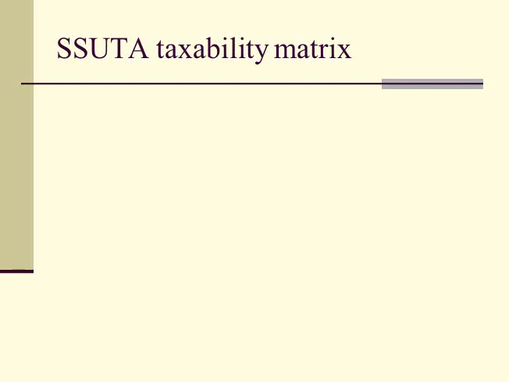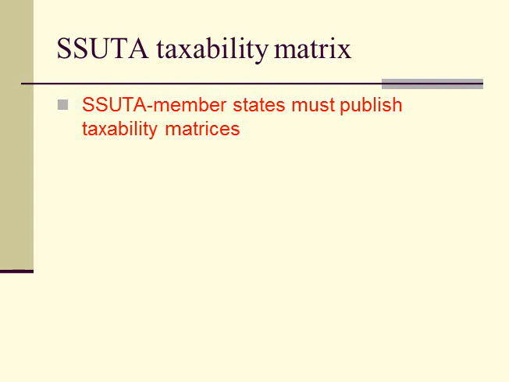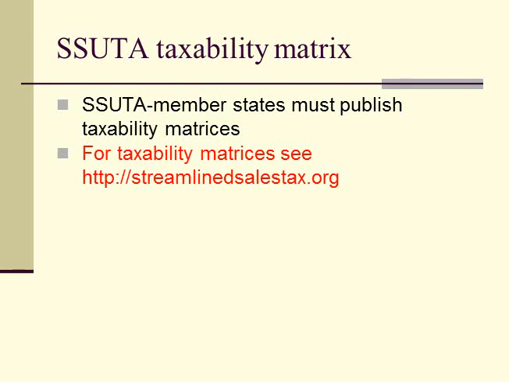Earlier, I mentioned the state taxability matrix. A state must publish and keep up to date a taxability matrix that follows the format set out by the SSUTA. The taxability matrix includes all of the product categories required by the SSUTA and includes an indication by the state regarding the taxability of each category. For taxability matrices published by each SSUTA member state, see streamlinesalestax.org.